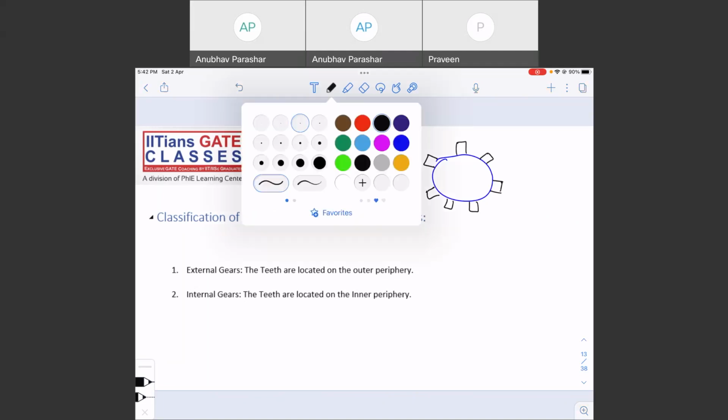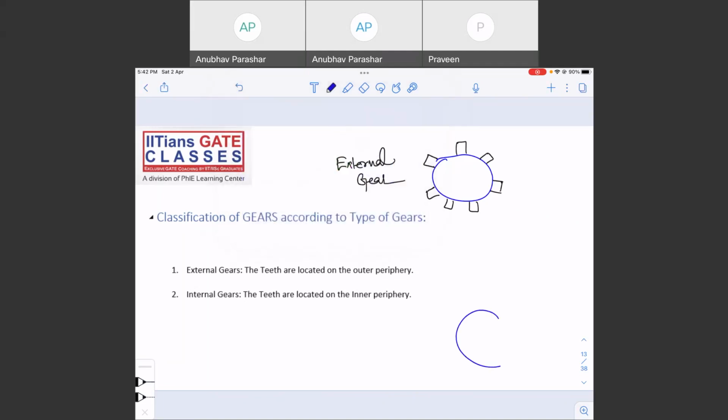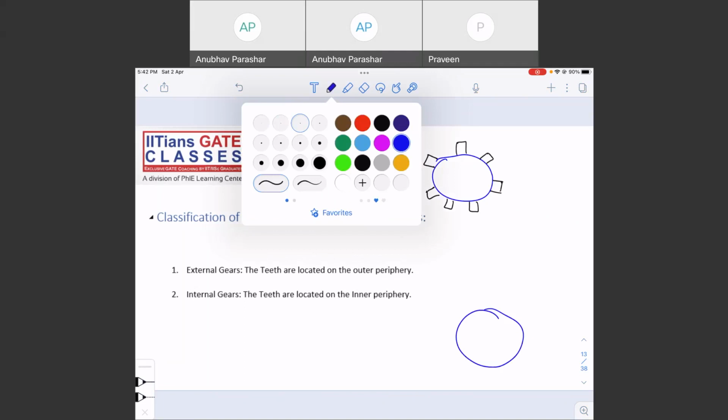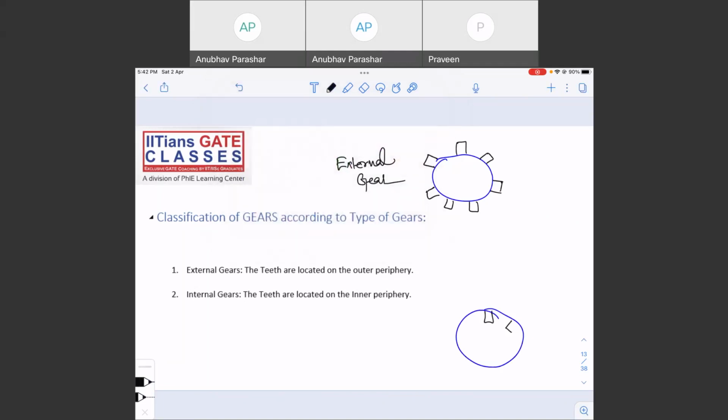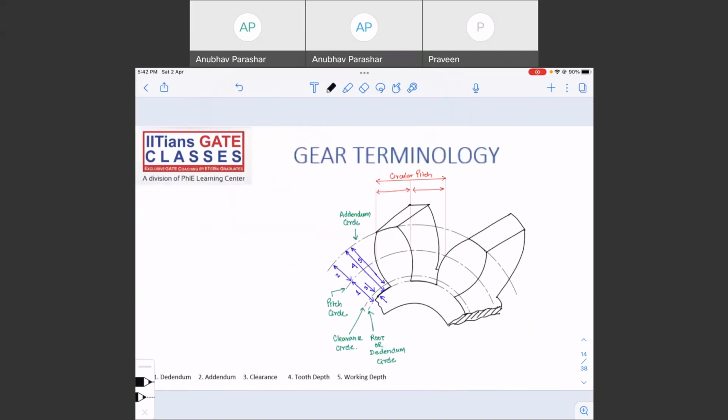If the teeth are formed on the inner side, it will be known as an internal gear. The teeth can also be on the inner side, and in that case, it will be known as internal gears. Both have different applications, we will see in future. So let us quickly go through the gear terminology.